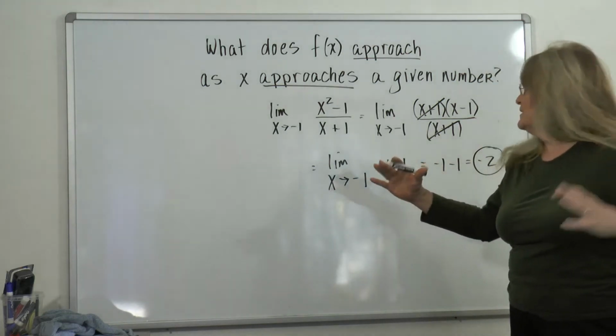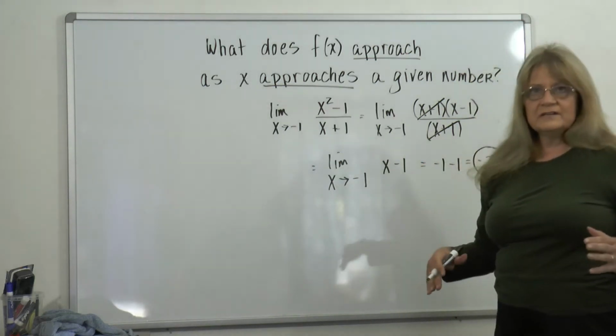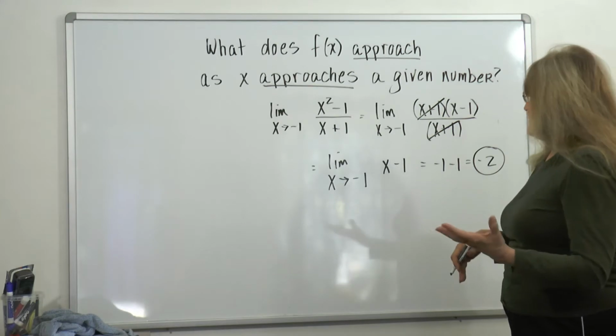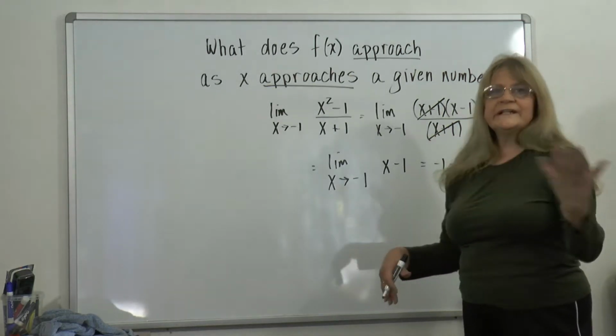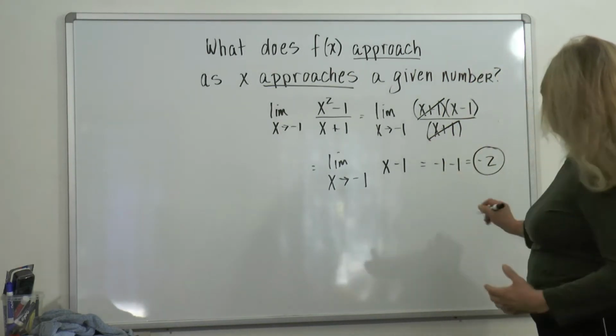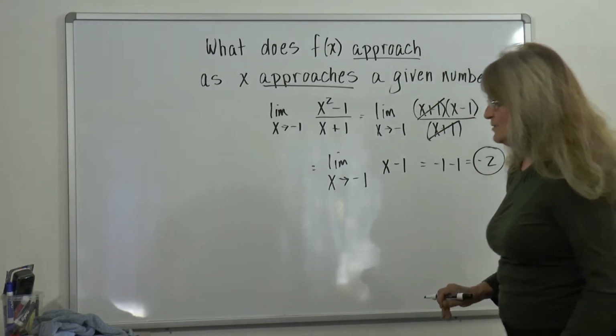So that tells me that as x gets closer and closer to negative 1, okay, negative 0.99999, that kind of thing, it's going to approach negative 2.